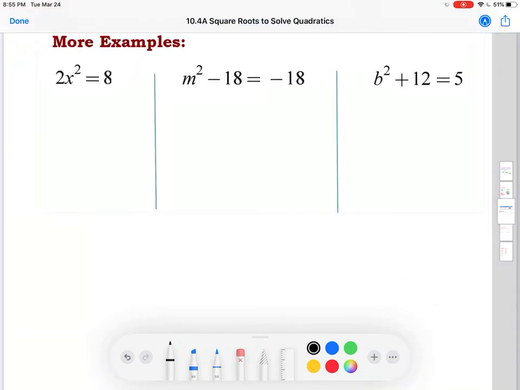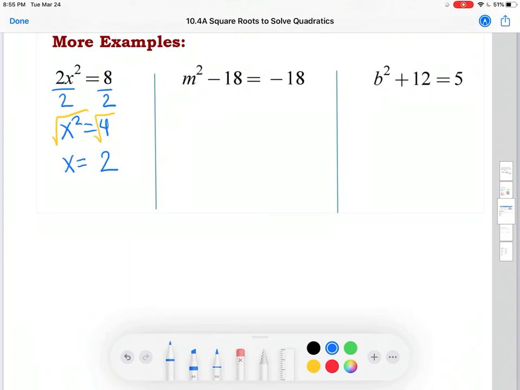Okay, let's practice some more because I'm not out of examples yet. So 2x squared equals 8. What should we do first? I agree. We should divide by 2. So let's do x squared equals 4. And our next step is, you got it, square root both sides. So we are going to have x equals 2, because the square root of 4 is 2.